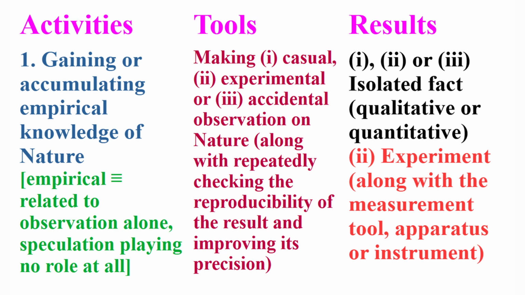The result of a desire to make this second kind of observation is what is called an experiment. That is, experimental observations are always made while performing experiments during which specific measurements take place with the help of a measurement tool or apparatus or instrument using a particular measurement technique.